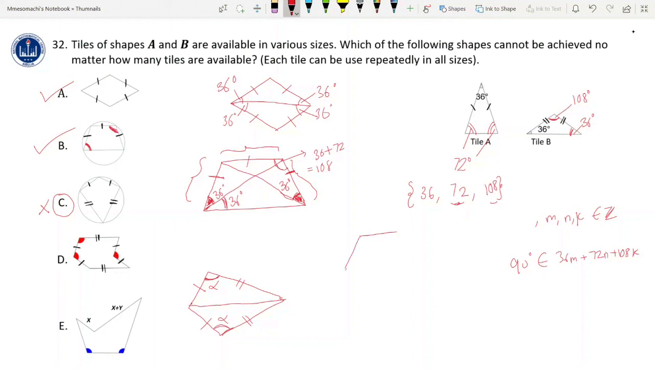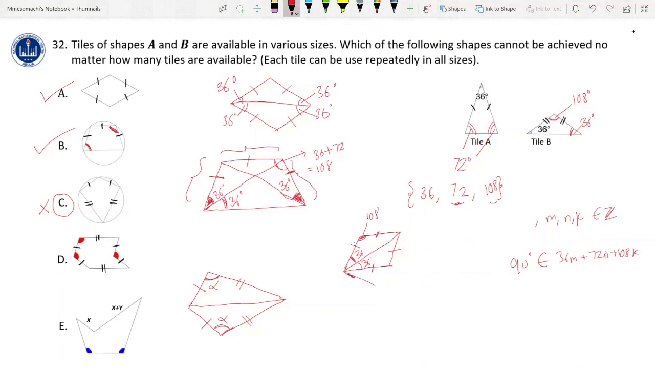So with tile B, okay, so this is tile B, so this is 36 degrees. Okay, so this is a rhombus. Okay, so this is tile B. And then since we have this angle here to be 108 degrees, we need another 108 degrees. And then we need to get here to be 36.